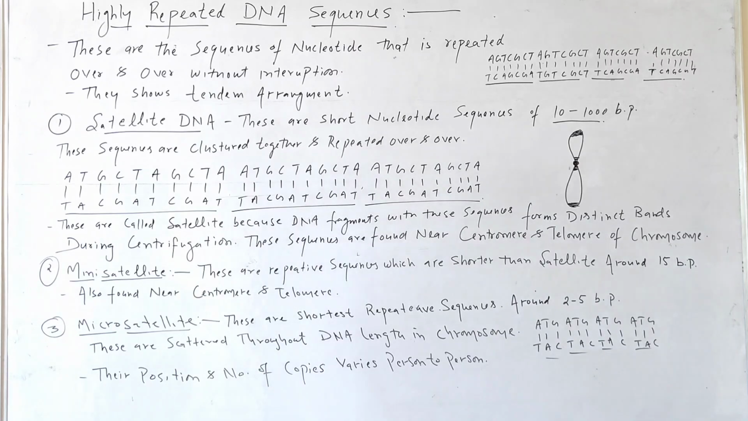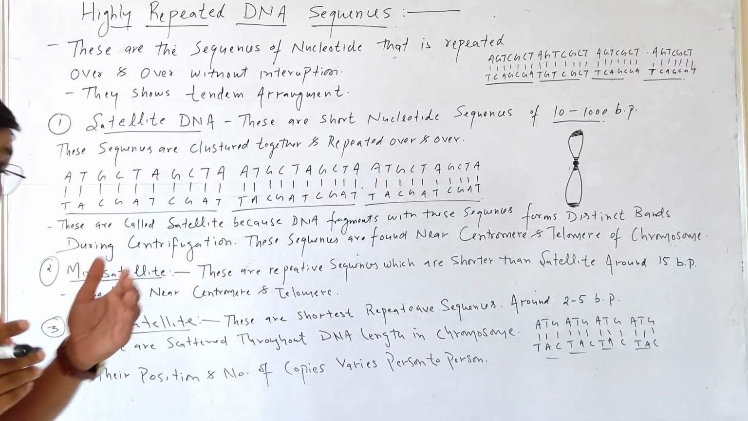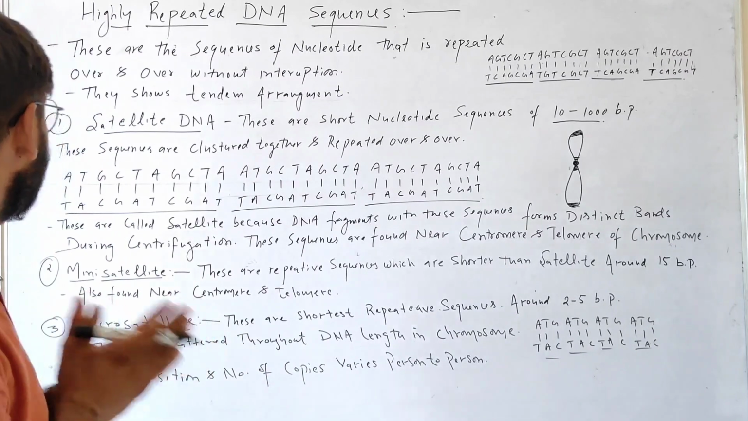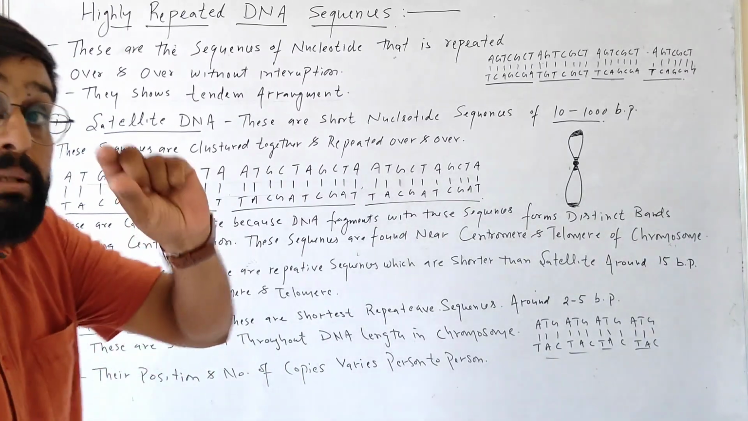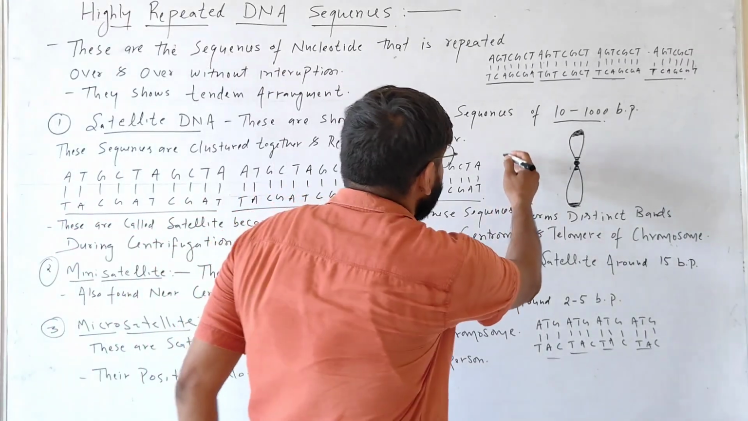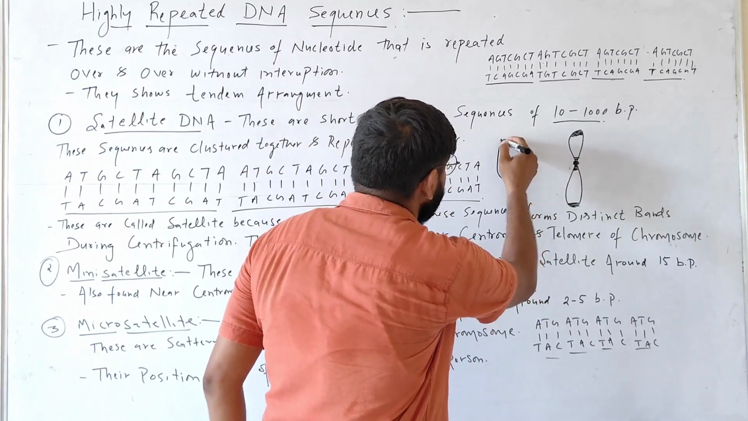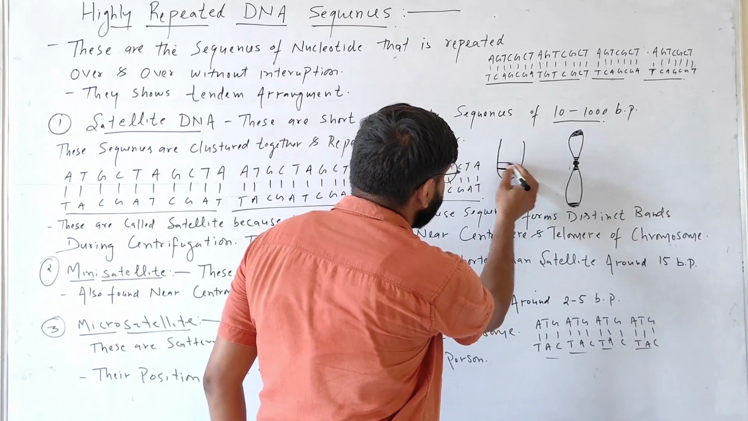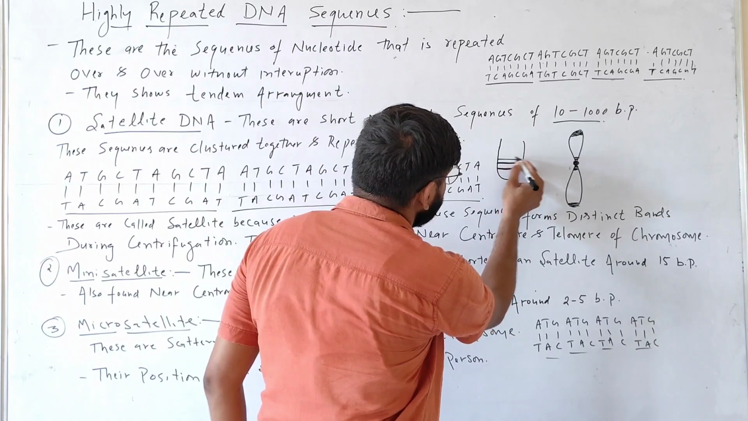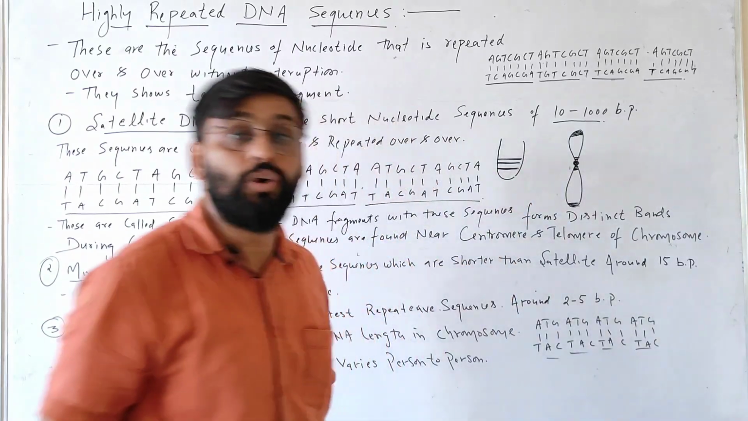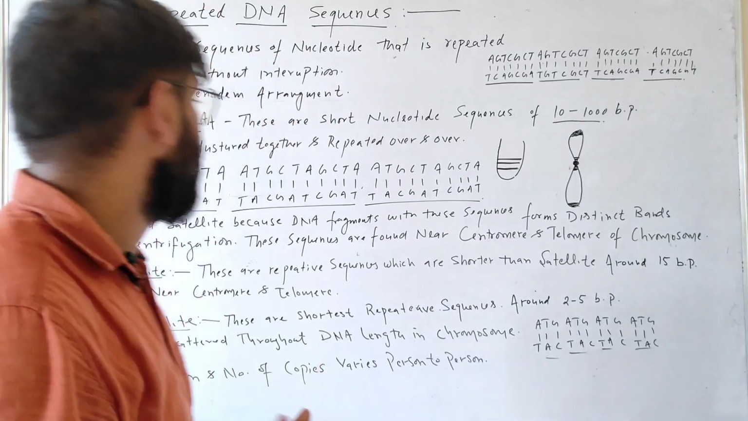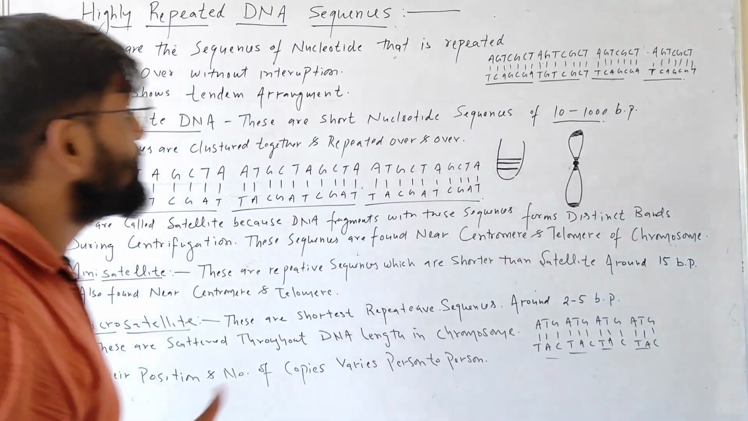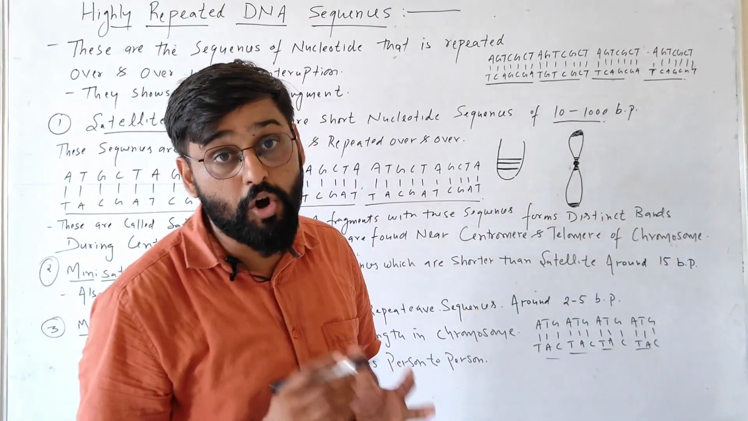These sequences are called satellite because the DNA fragments of these sequences form a distinct band. So when we perform centrifugation in a centrifugation tube, they will form specific bands like this. That's why they are called satellite DNA. And these sequences are found near the centromere and telomere of the chromosome.